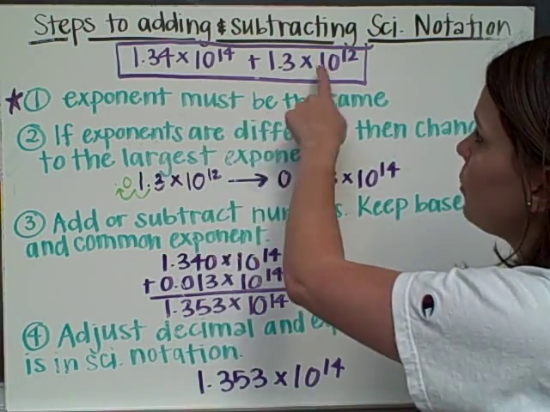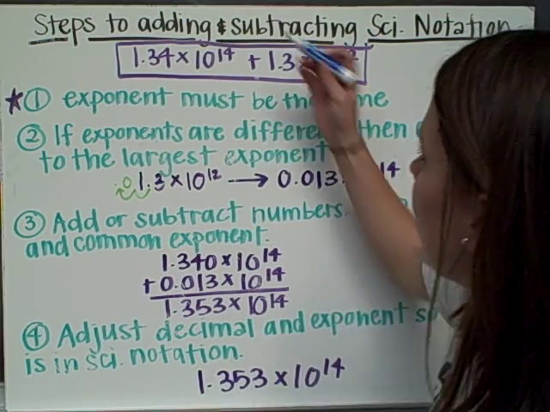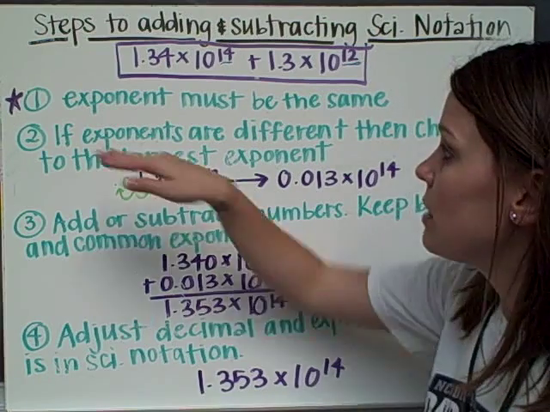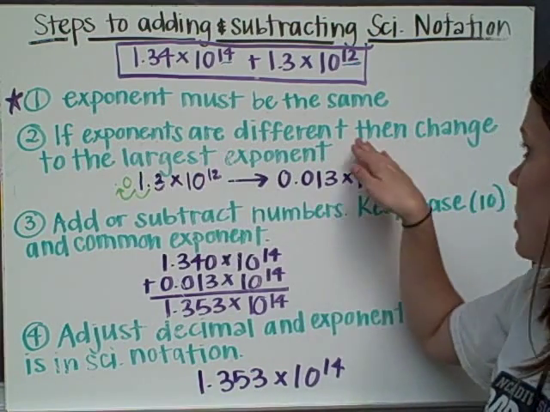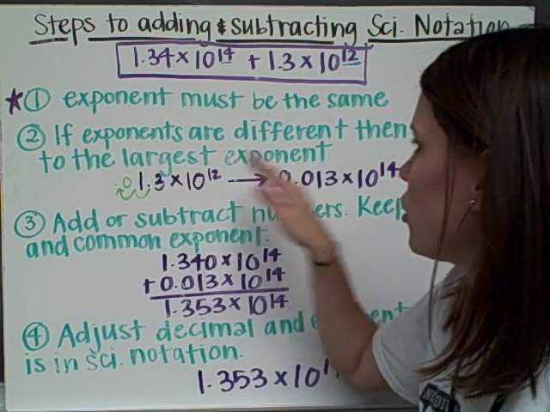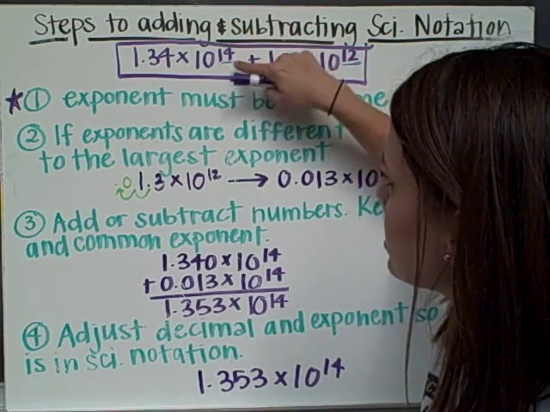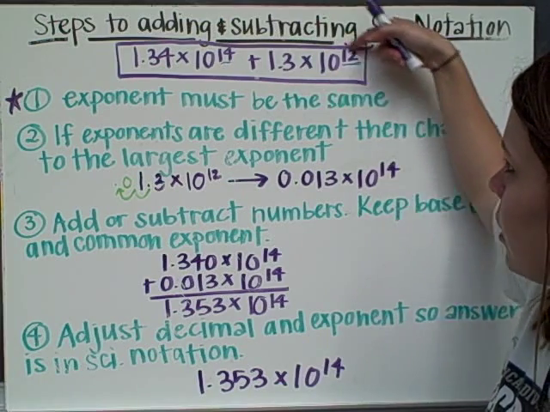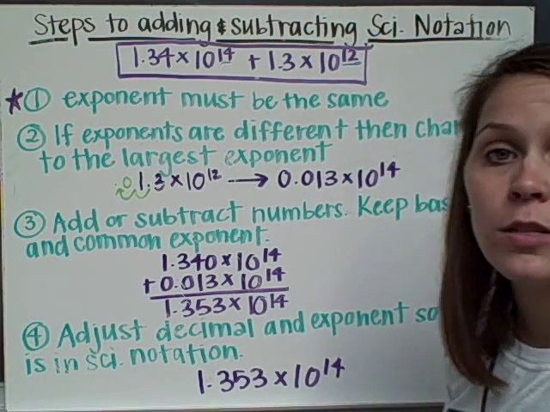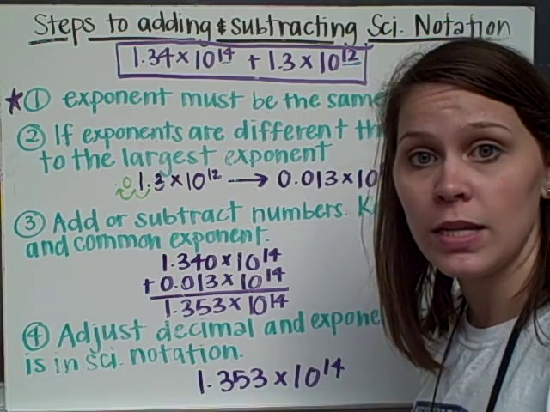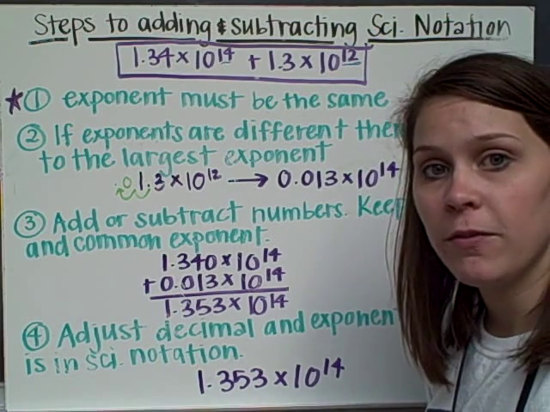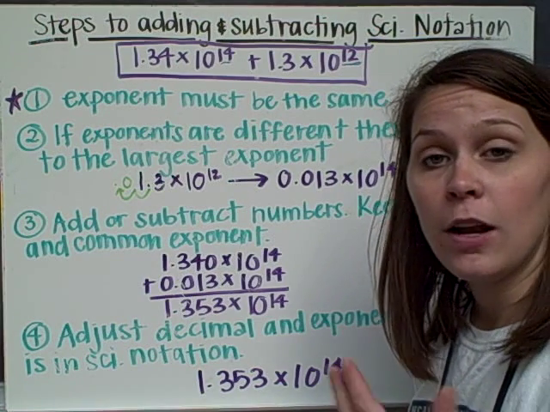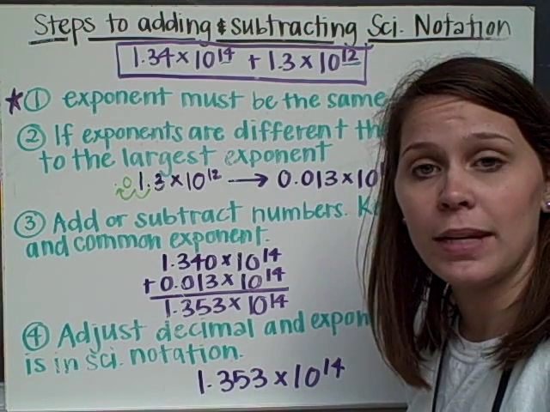If we look at our problem, we should notice that our exponents are not the same right now. So step 2 says if the exponents are different, then change to the largest exponent. Our largest exponent is 14. So we need to change this entire number so that the exponent changes from a 12 to a 14. If you remember from the BIC, if we move the decimal to the left, then our base 10 exponent is going to get bigger.